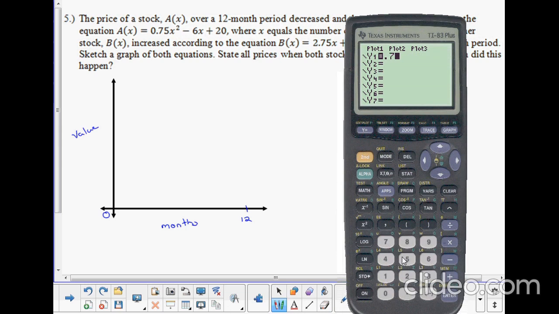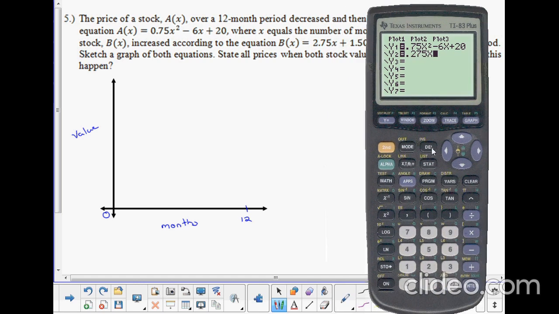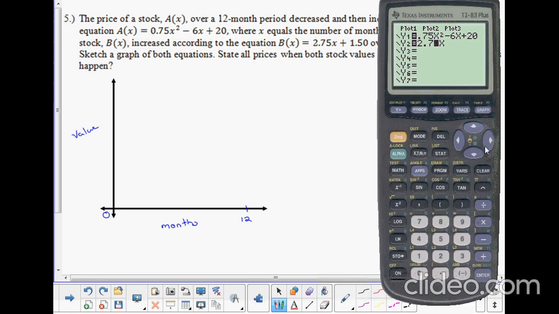So 0.75x squared minus 6x plus 20 and 2.75x plus 1.5, or 1.50. And I'm going to go in my window from 0 to 12. And then I'm going to hit zoom, and I'm going to go to 0, zoom fit. And I'm going to graph this.